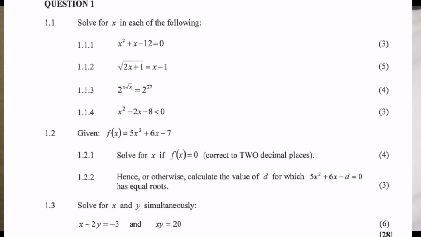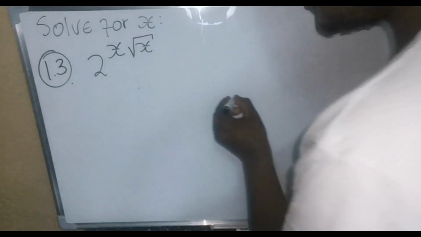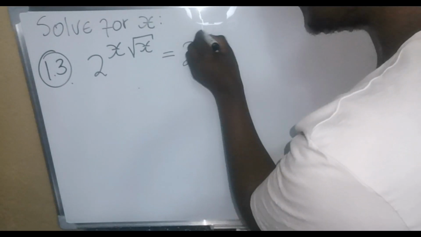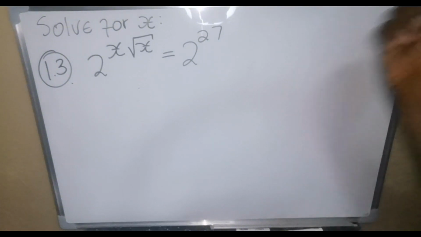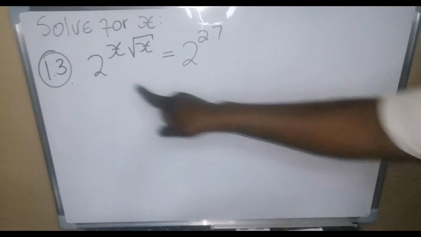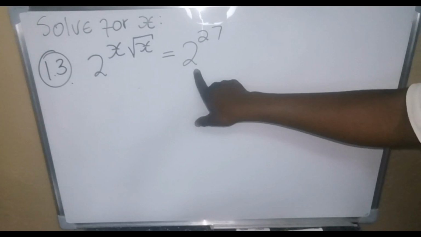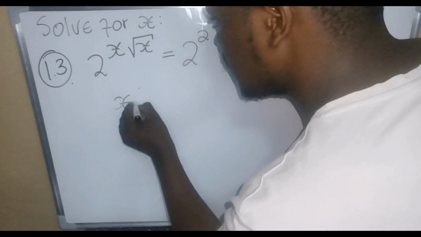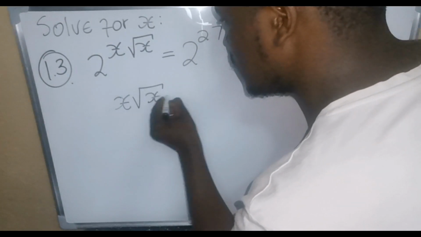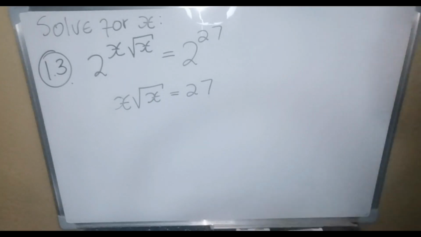It says that 2 to power x multiplied by square root of x is equal to 2 to power 27. Now this one is very simple. Already you solve for x and your bases must be the same on both sides. In this case, our bases are the same, 2 and 2. Therefore, you drop exponents. x times square root of x equal to 27. Are we clear? After you've arrived at this stage, it's very simple.